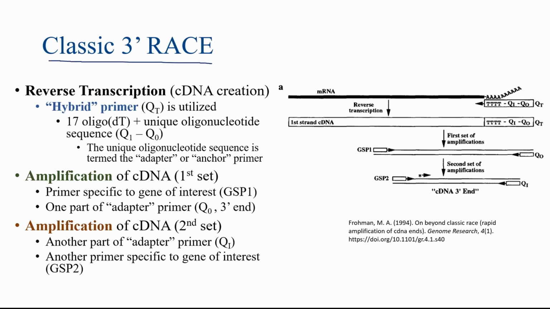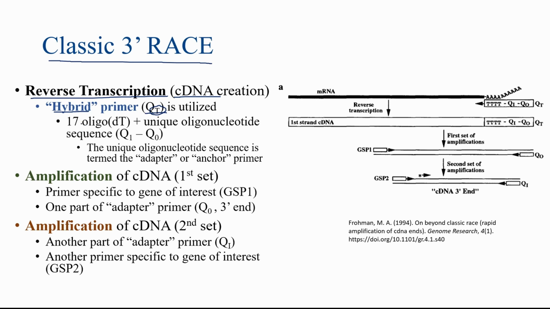As I said earlier, the first step in RACE is reverse transcription. So in the case of 3' RACE, reverse transcription is indeed the very first step, and that's where we create the complementary DNA to our messenger RNA of interest. Now, to perform the reverse transcription, we use what is called a hybrid primer, which is also called the QT, where the T stands for total, and I'll let you know why it's called total in a bit.